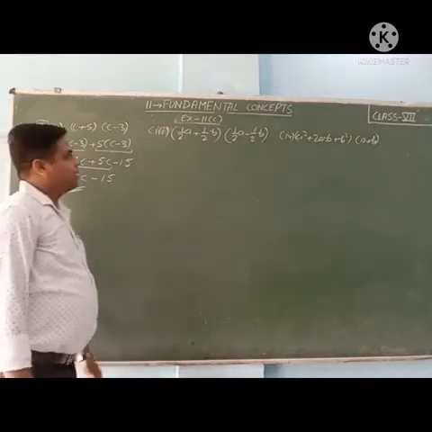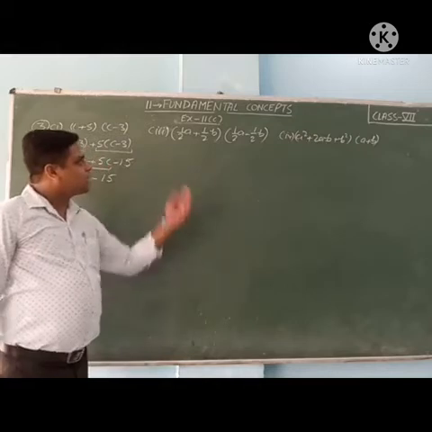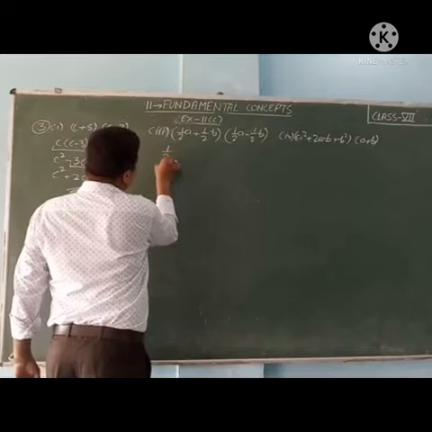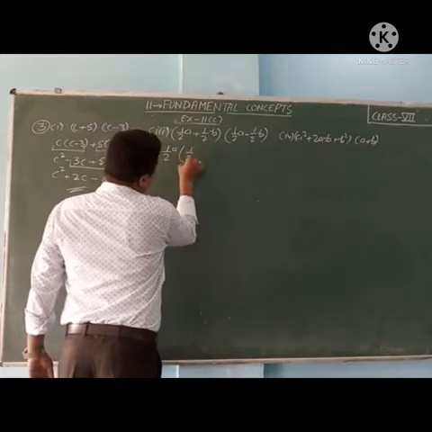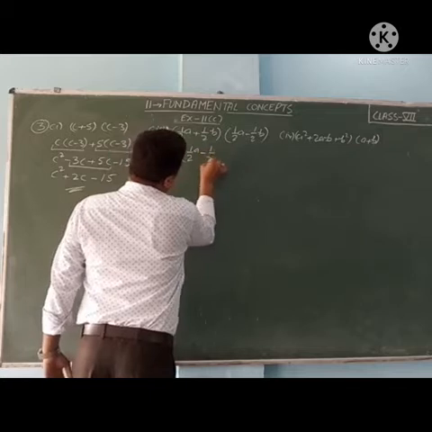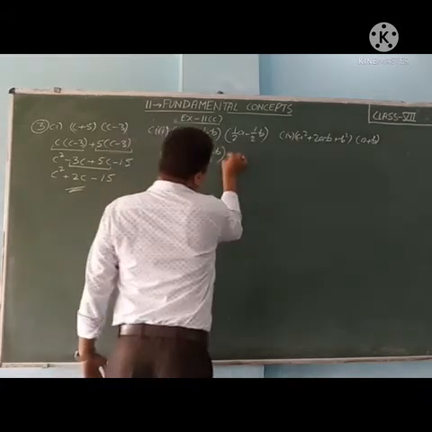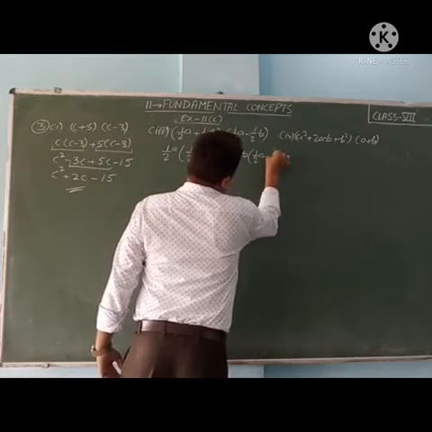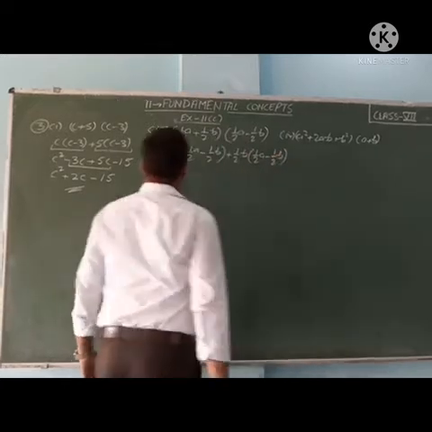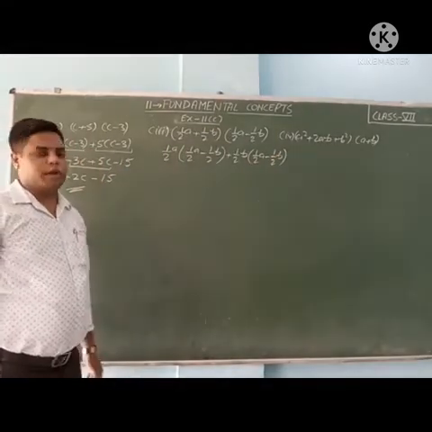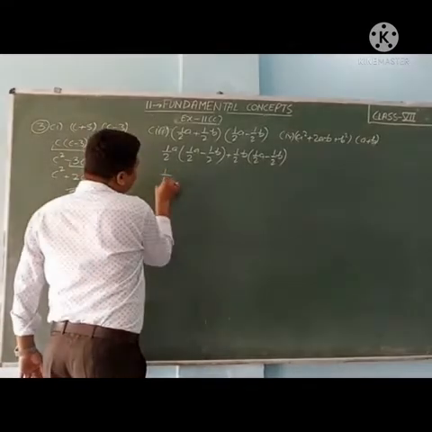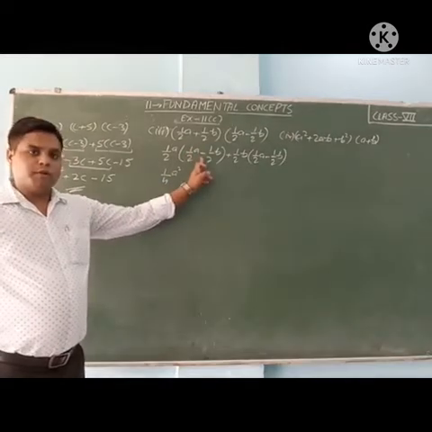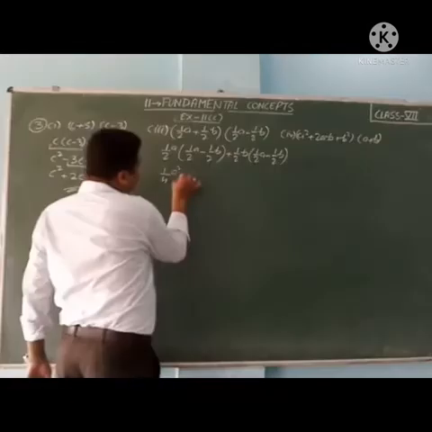Next, third part. It is also same, but the terms are given in fraction. So no problem, we can solve. 1 upon 2a minus 1 upon 2b, then plus 1 upon 2b, 1 upon 2a minus 1 upon 2b. So 1 upon 2a into 1 upon 2a, 1 upon 4a square. Plus minus minus 1 upon 2ab.